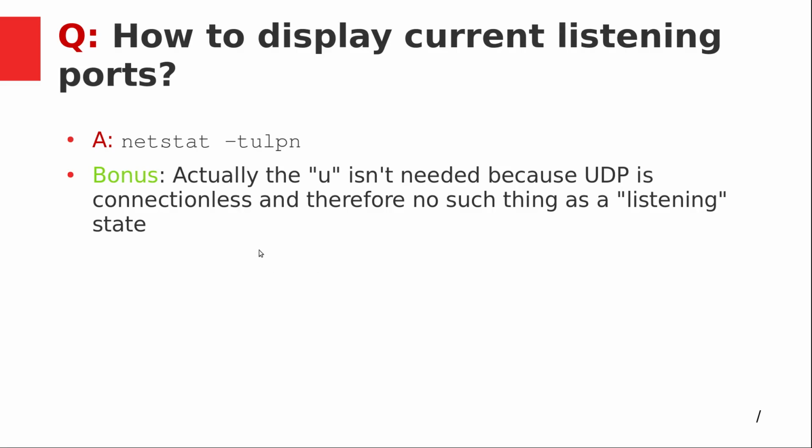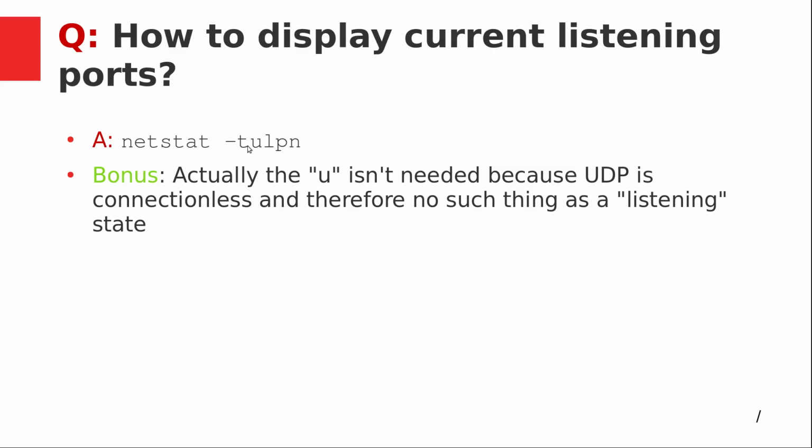How to display the current listening ports: netstat -tulpen. This is a nice easy way to remember this. It kind of looks like tulip with an N on the end, so tulpen. And although most people remember this, if you want to look for listening ports, if you run this command, it'll only show it for TCP ports.